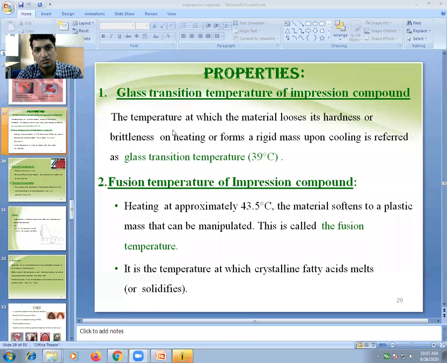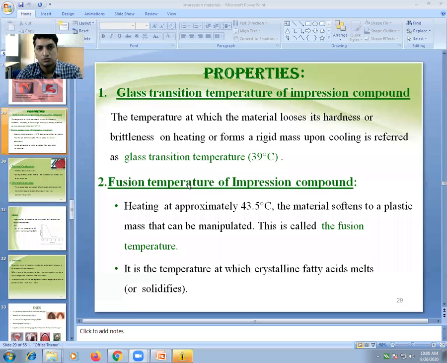So, now listen, the temperature at which the material loses its hardness on heating and forms a rigid mass on cooling is referred to as glass transition temperature. At this temperature the material starts losing its hardness and also starts to form a rigid mass. Don't read this definition from the textbook, they have given it wrong. Take a screenshot or a photo of this, or write it down, because I am going to ask you this question during the first internal exam. I'm telling you.